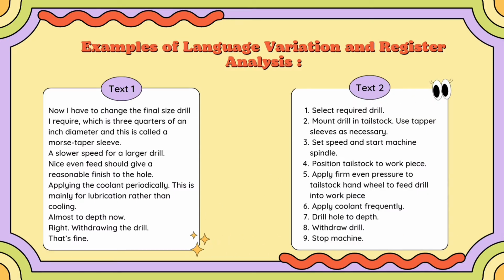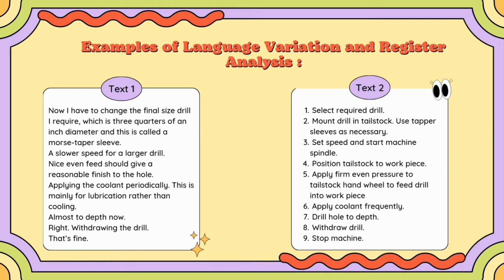Text 1. Now I have to change the final size drill I require, which is 3/4 of an inch diameter, and this is called a Morse taper sleeve. A slower speed for a larger drill. Nice even fit should give a reasonable finish to the hole. Applying the coolant periodically. This is mainly for lubrication rather than cooling. Almost to depth now. Right, withdrawing the drill. That's fine.